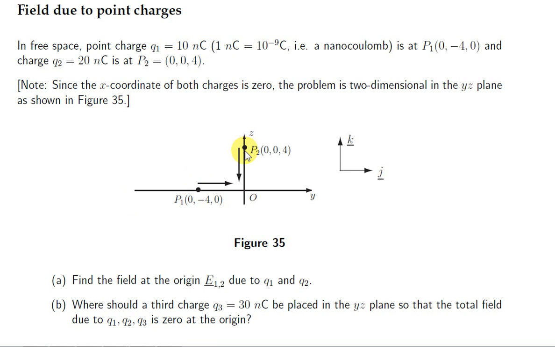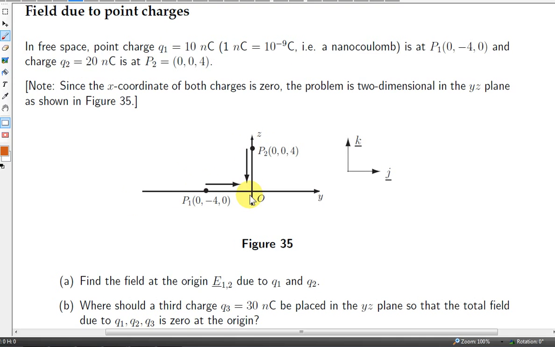We have a second charge Q2 at the point P2. Now this is a point on the z-axis. The x and y values are 0. Its charge is plus 20 nanocoulombs, or plus 20 by 10 to the minus 9 coulombs. So we want the electric field due to both charges at the origin.